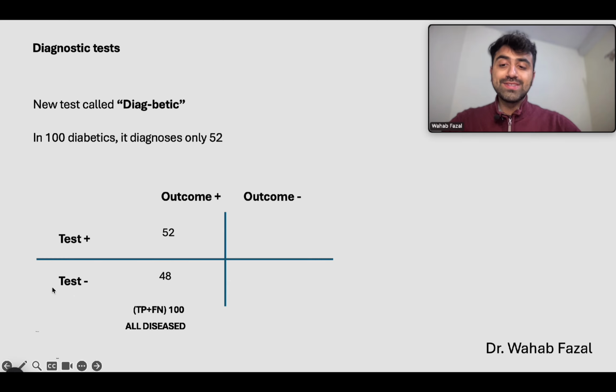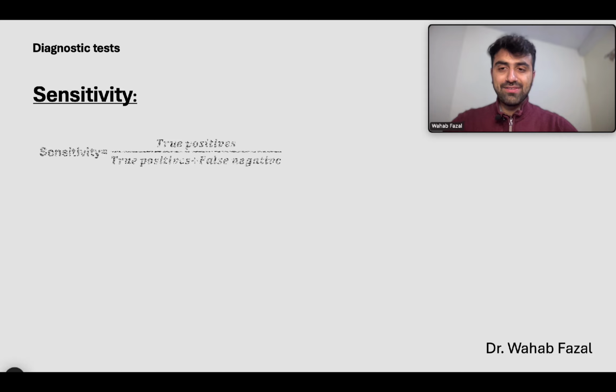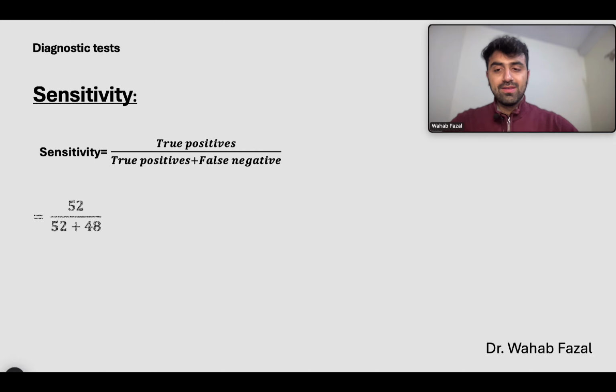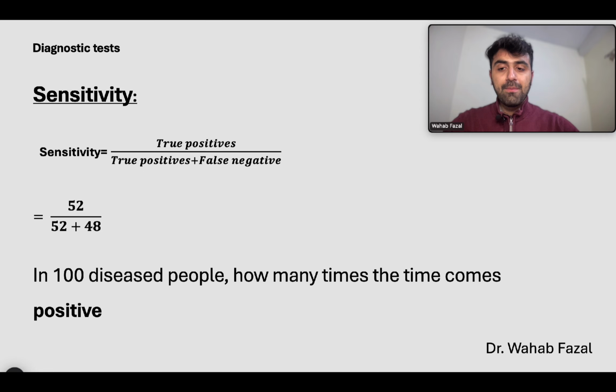These are the people for which the test came up negative, but they have the disease. This is a false negative actually. So for the sum of both of these, you can call TP, true positive, 52. This is for which the test worked, and the false negative, which is 48, TP plus FN. So you calculate the sensitivity by dividing true positive over TP plus FN, that whole column. So how this works is 52 over 52 plus 48, or 100, 52%.